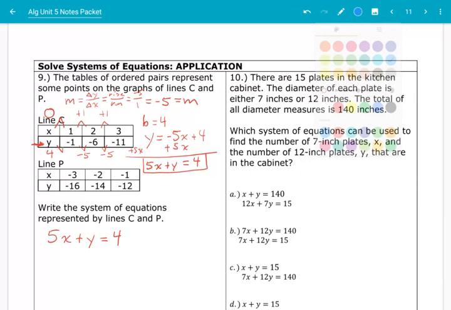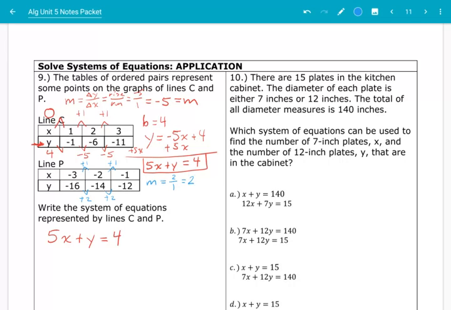Line P, I need to find this slope. Here we go. Each time we're going from 3 to minus 2, we added 1. From minus 2 to minus 1, we added 1. So there's our change in x. The slope here is going to be something over 1, so it's going to be a whole number as well. From minus 16 to minus 14, that's up 2 plus 2 plus 2. So our slope here is 2.